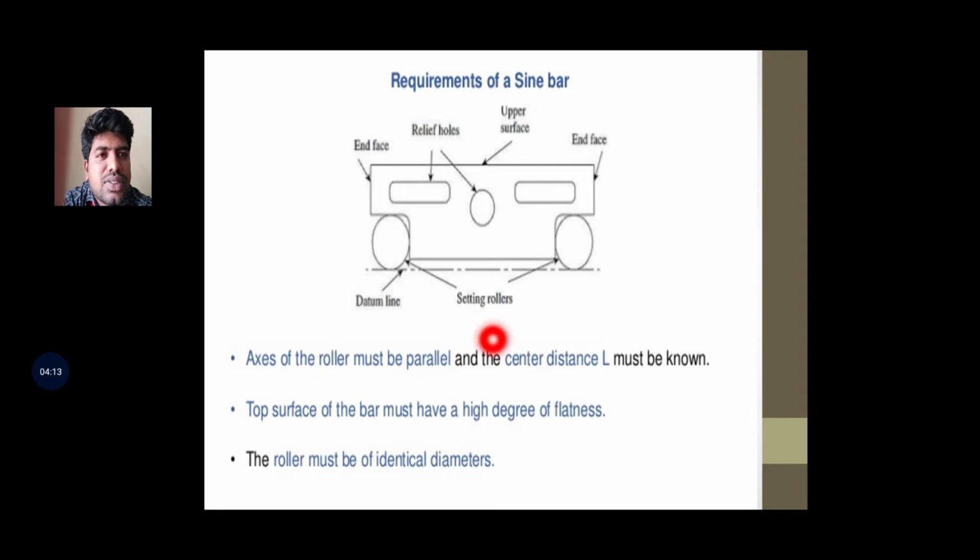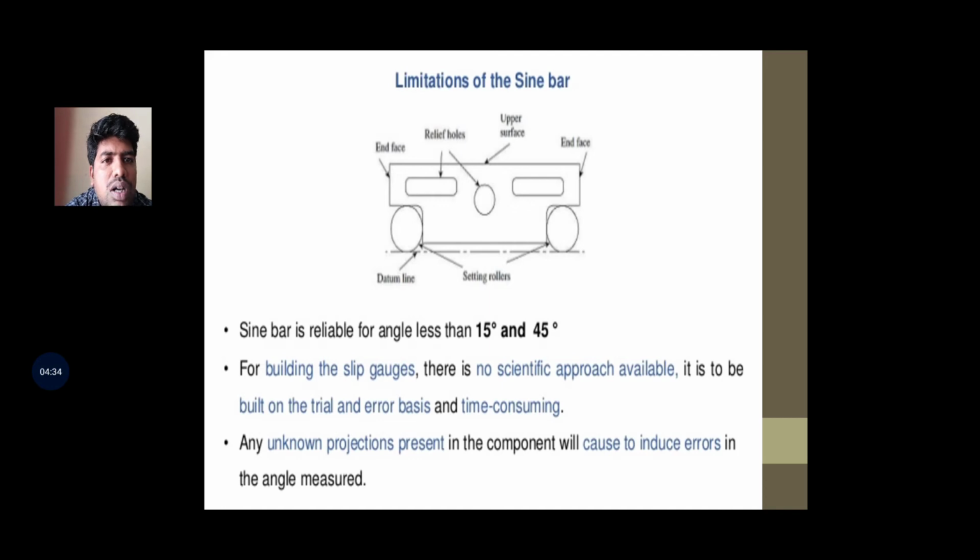What are the requirements of the sine bar? The axes of the rollers must be parallel and the center distance L must be known. The top surface of the bar must have a high degree of flatness, and the rollers must be of the same diameter. Sine bars are used for angles less than 15 degrees and up to 45 degrees. For building the slip gauge stack, there is no specific approach available. It is built on a trial and error basis and is time consuming. Any unknown projection present in the component causes errors.